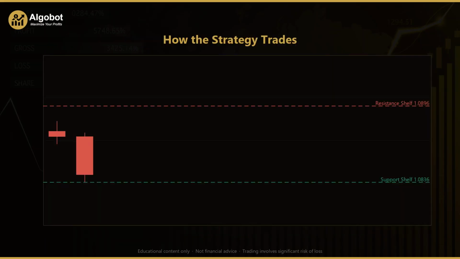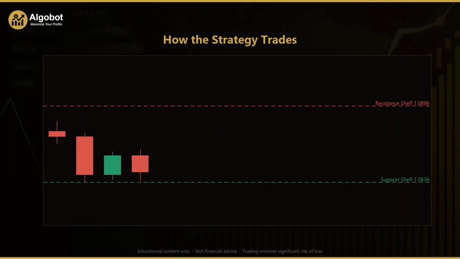Let's bring this to life on the chart. What you're seeing is an illustration on the euro, US dollar, and I've drawn two horizontal reference lines. The support shelf down at 1.0836, and the resistance shelf up at 1.0896. These are our two tested levels, and everything the strategy does revolves around them. Remember, the strategy doesn't use any oscillator or moving average. It's reading the candles and these levels directly.